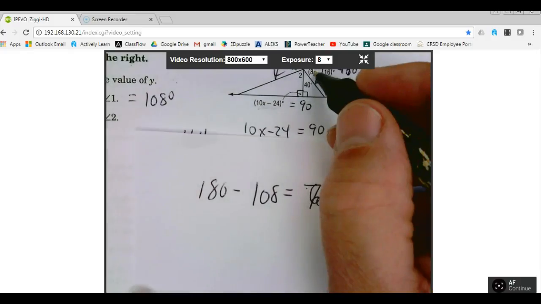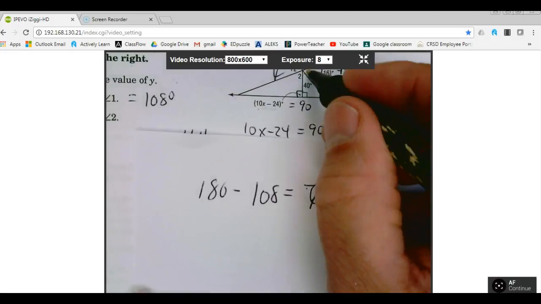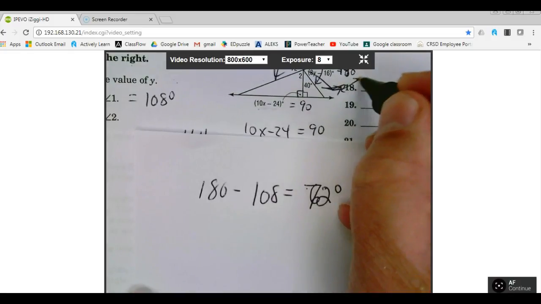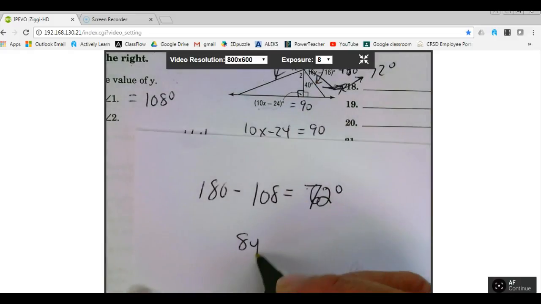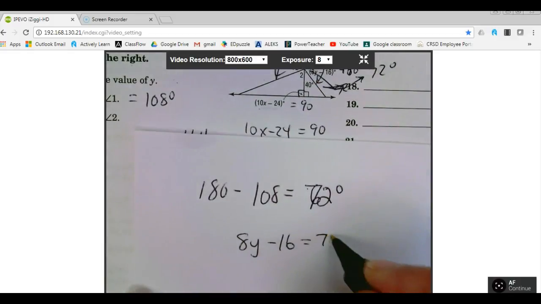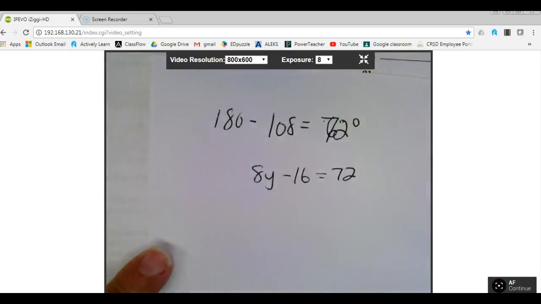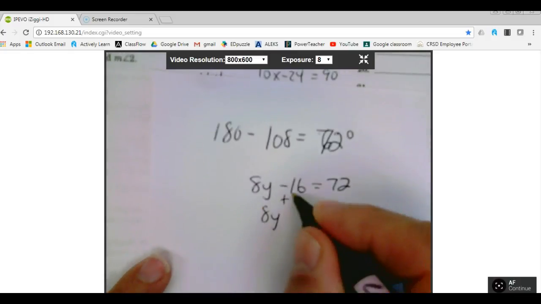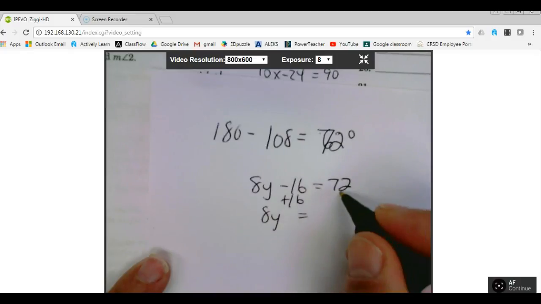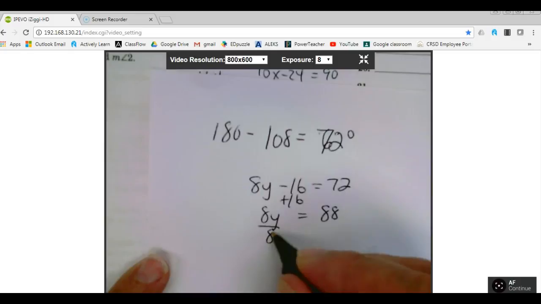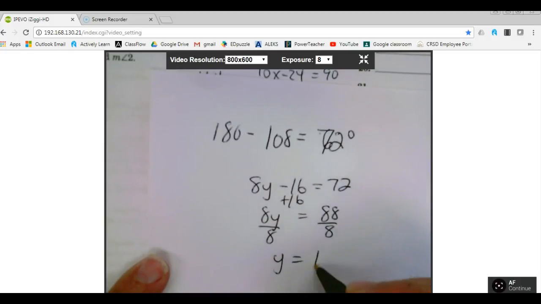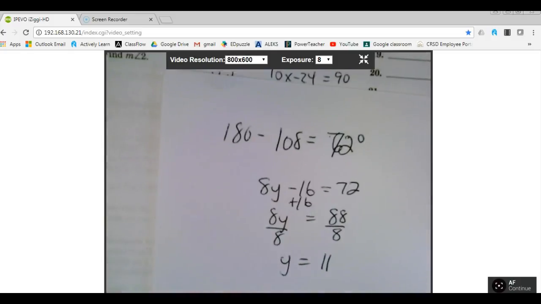So we know the angle's worth 72 degrees. Let's go over here, 72 degrees. Then we can also figure out what y is. 8y minus 16 equals 72 degrees. We're going to add 16 to both sides. This is going to be 88. We'll divide by 8. y is going to be 11. That's kind of how you solve all those.